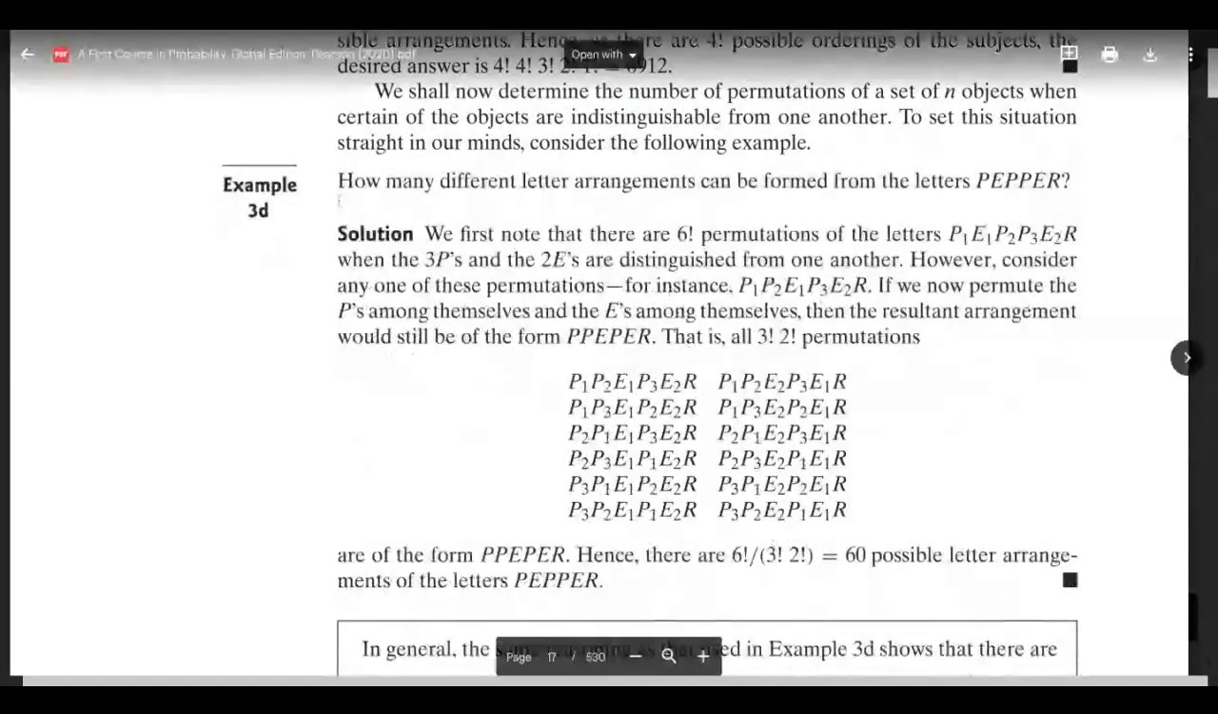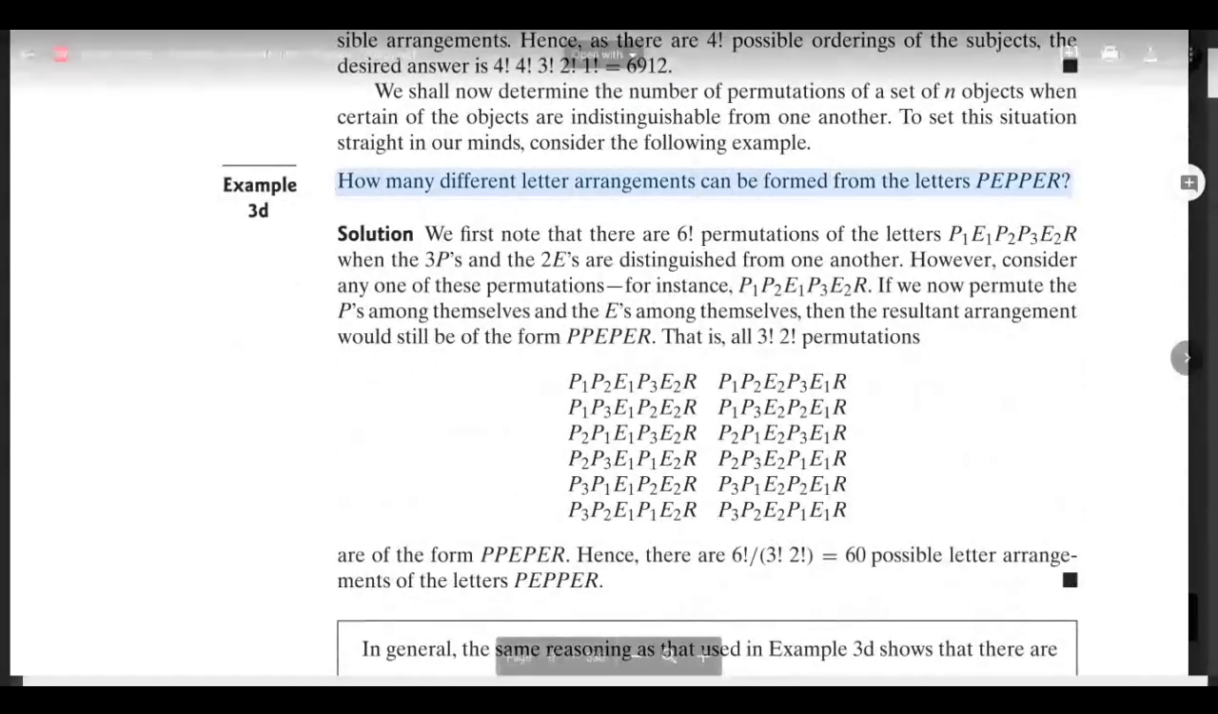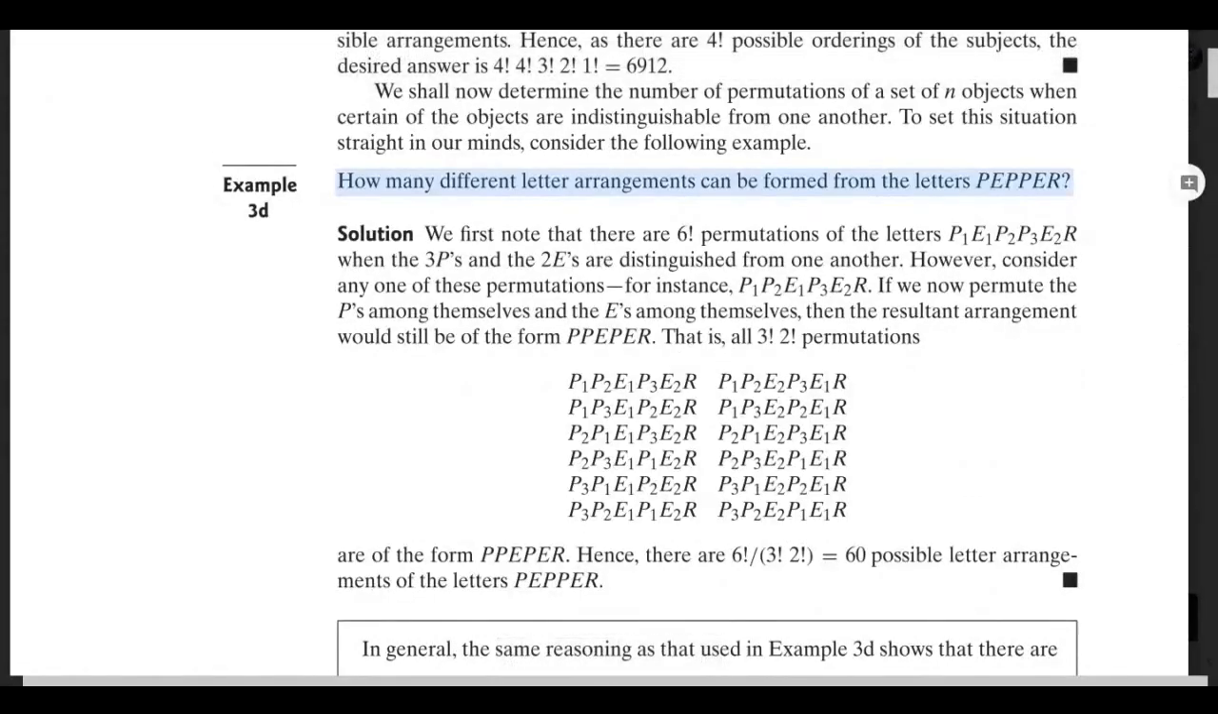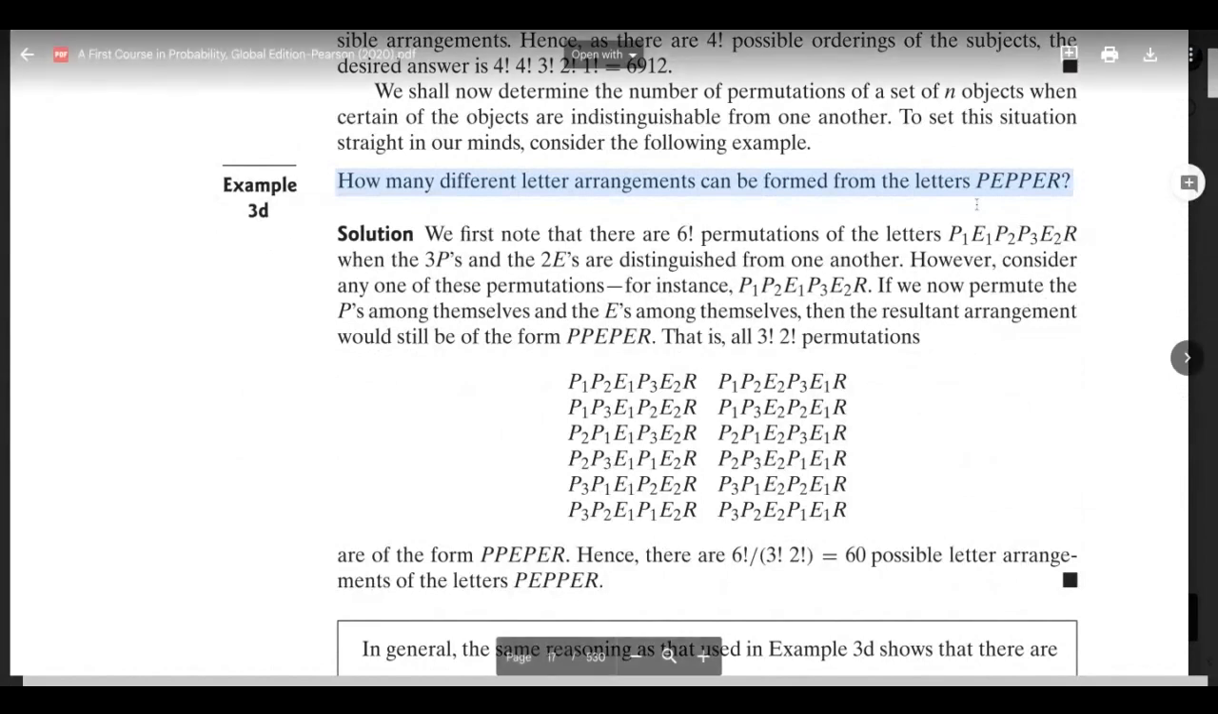Let's see this one. How many different letter arrangements can be formed from the letters P, E, P, P, E, R? How many P's do we have? We have 3 P's, right? And 2 E's, and 1 R.